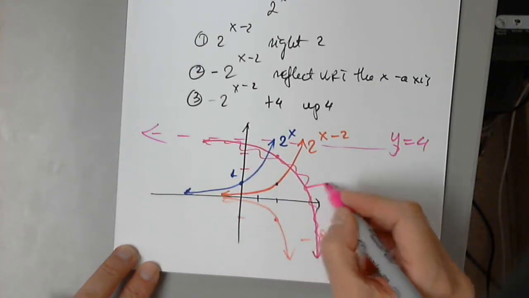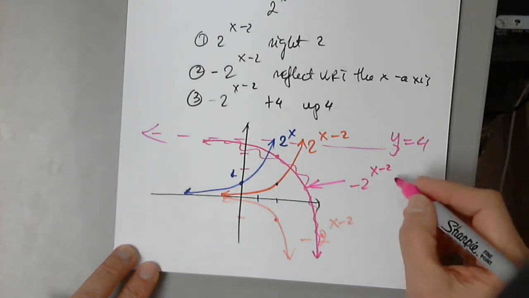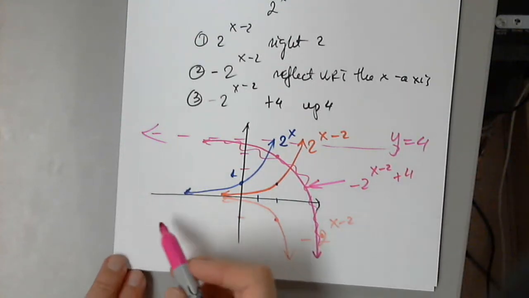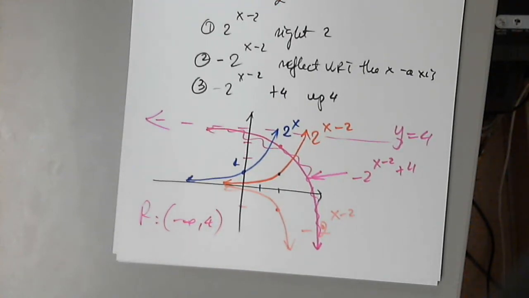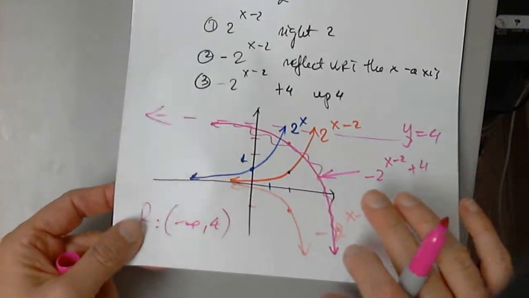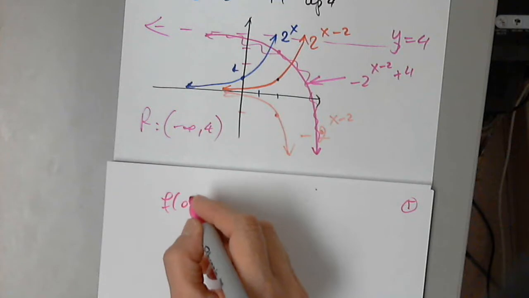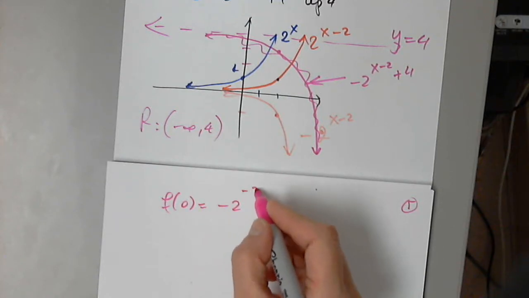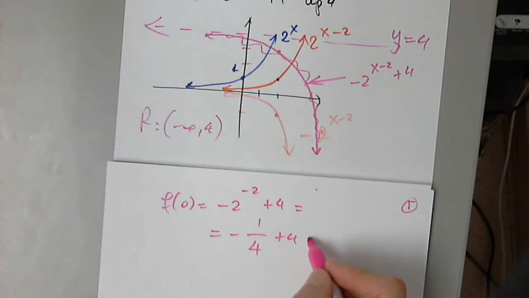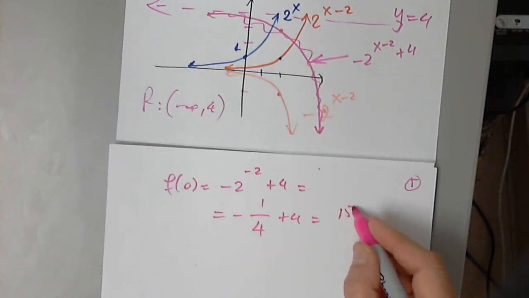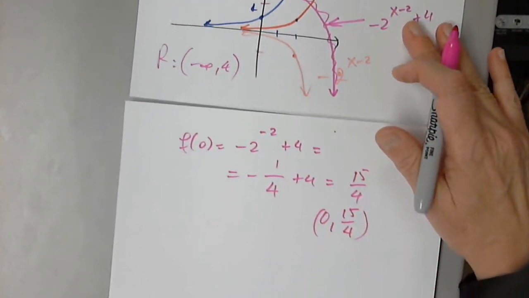So this is the final graph of negative 2 to the x minus 2, plus 4. And now I identify that the range is negative infinity to 4. And of course, the domain is all real numbers. So that's one. Now, in order to find the x and y intercepts, I determine f of 0, which will be negative 2 raised to negative 2 plus 4, which is negative 1 over 4 plus 4, which is 16 minus 1, which is 15 over 4. So (0, 15/4) will be the y-intercept.